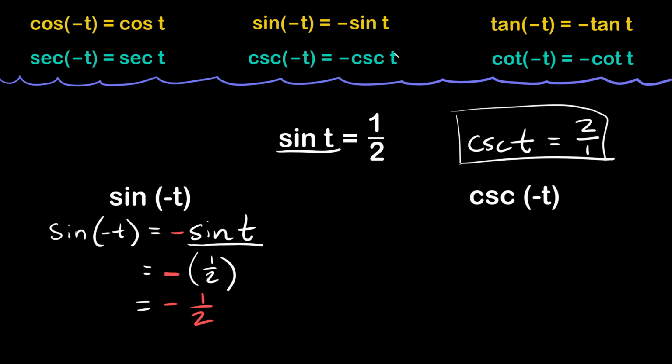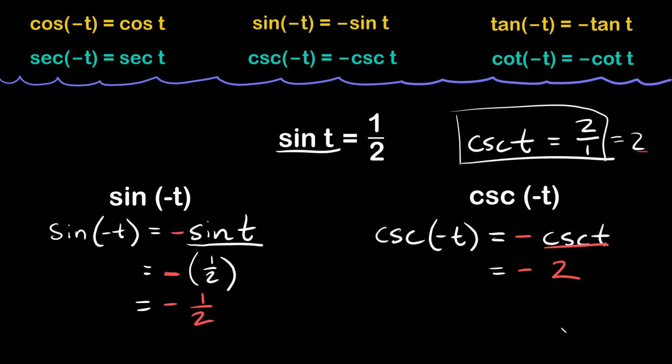So let's write out what the trig identity tells us here. It says that the cosecant of negative t, which is what we're looking for, is equal to the negative cosecant t. And now we know what the cosecant of t is. It's equal to 2/1, or simply we could write that as 2. So the cosecant of negative t is equal to negative, and then for cosecant t, we plug in a 2. So here we get that the cosecant of negative t is equal to simply -2.